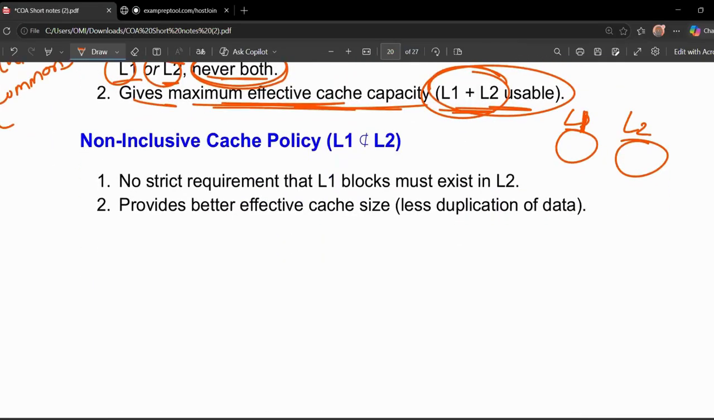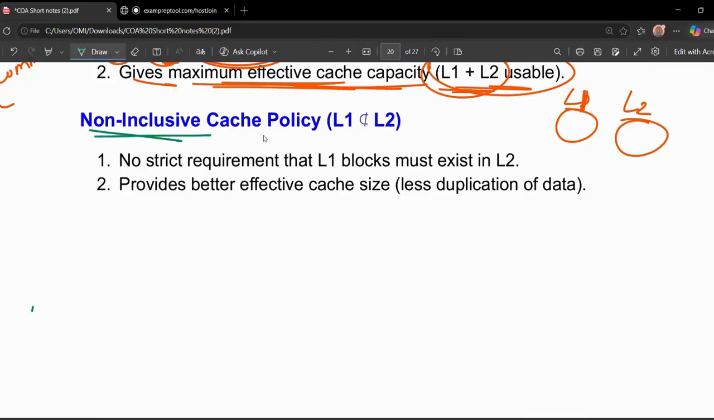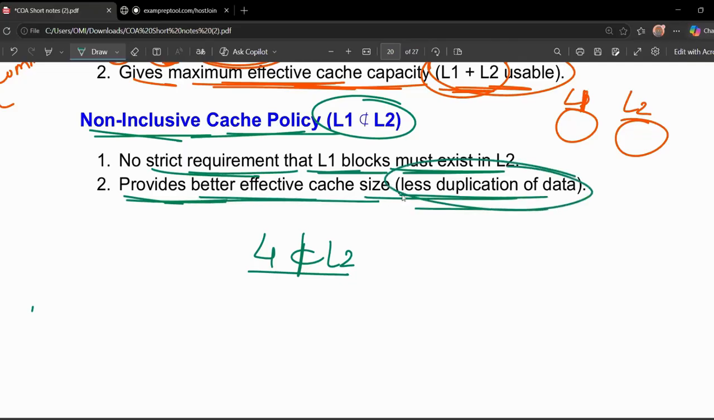Now, what is the last policy? The last policy is the non-inclusive cache policy. So L1 is not a superset of L2. There is no strict requirement that L1 blocks must exist in L2. So it provides better effective cache size, with less duplication of data.